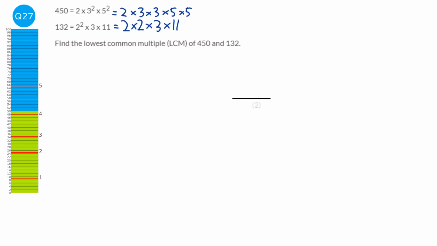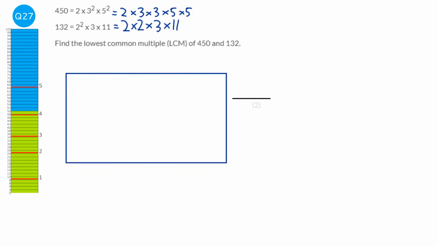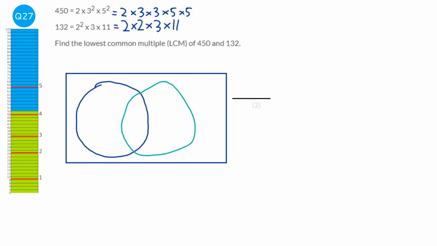Now I'm going to put these into a Venn diagram. I'm just going to draw out a Venn diagram and get my 2 circles, because we're going to have the 450 and the 132. So 450 is on the left hand side and 132 is on the right hand side. We're going to start filling out the Venn diagram. They both have a 2 in them and they both have a 3, but 450 has a 3, a 5 and a 5. And 132 has that 2 and the 11.